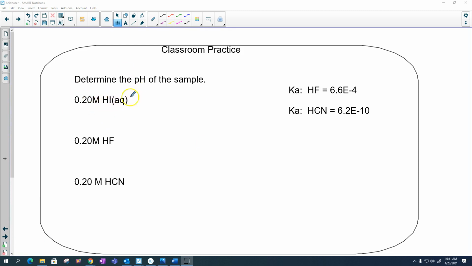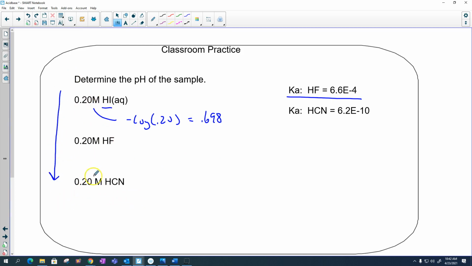First one, HI. How do I get the pH of HI? Well, this is a strong acid, so it's just going to be the straight negative log of 0.20, which equals 0.698. And this one here is going to be a weak acid, and there's the Ka value for it. These are probably examples that you're going to see on a test. We did a few other examples, but these are the main ones that come down the pipe. So these are the ones you want to make sure you understand or can do.